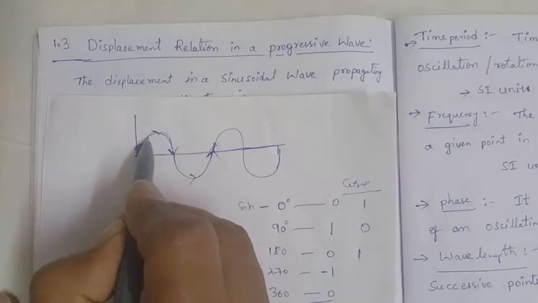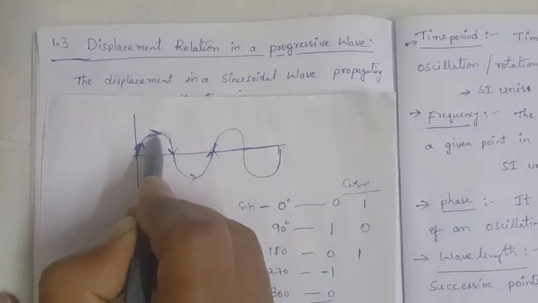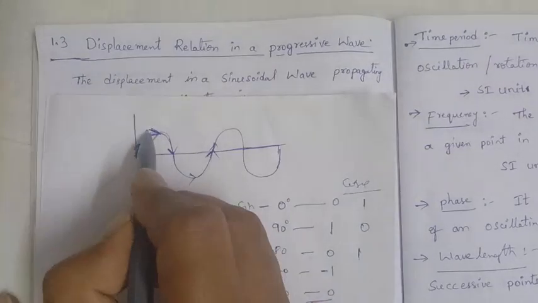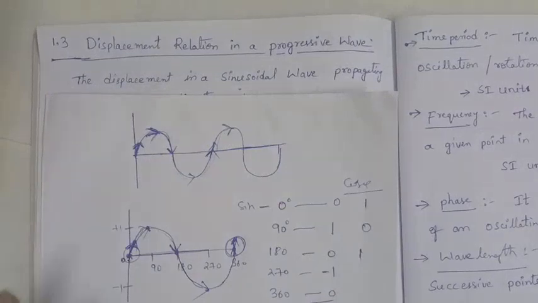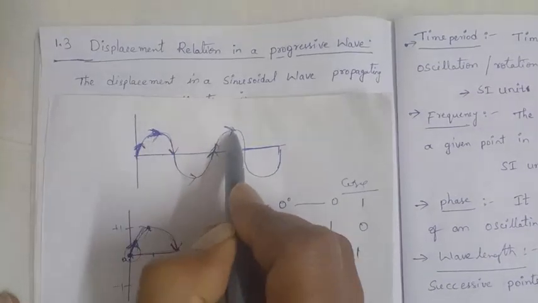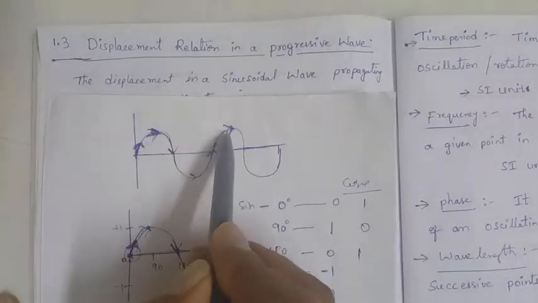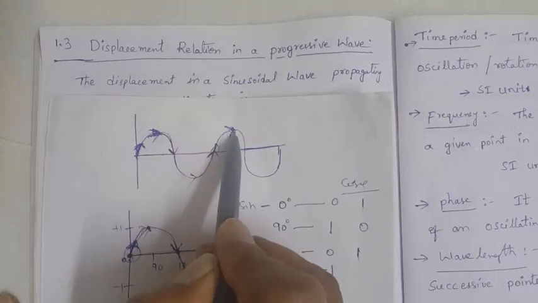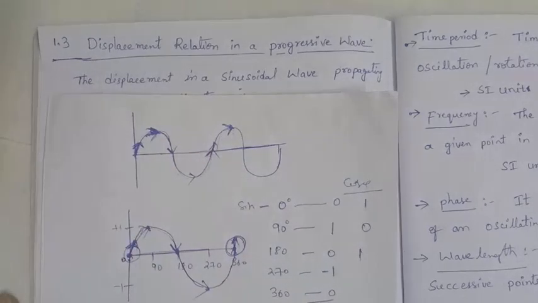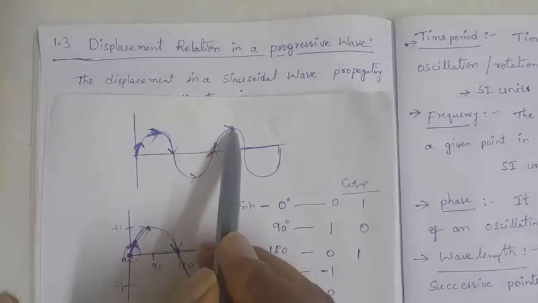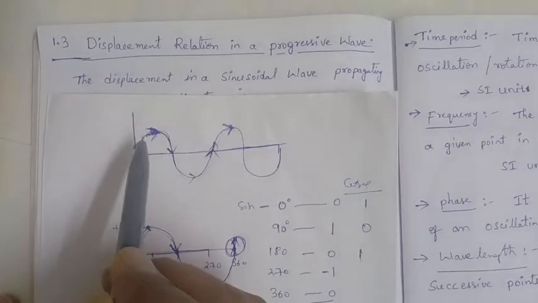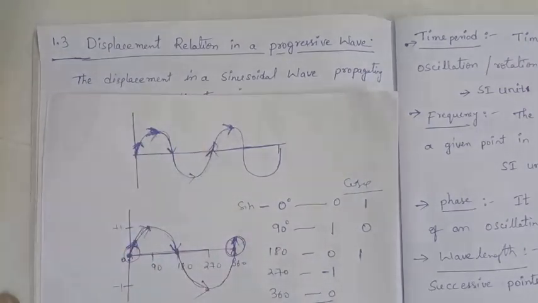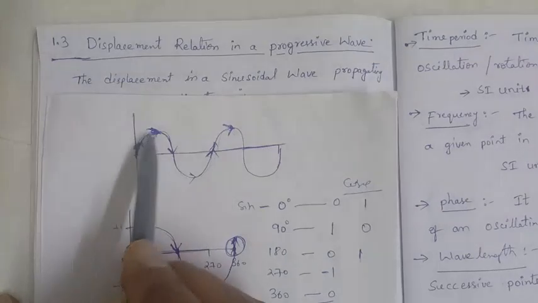Next, observe this phase and similarly this point. These two points are in the same phase. What is the phase difference between them? Again 2 pi. They are both in the same phase, and for every 2 pi the same phase is repeated.